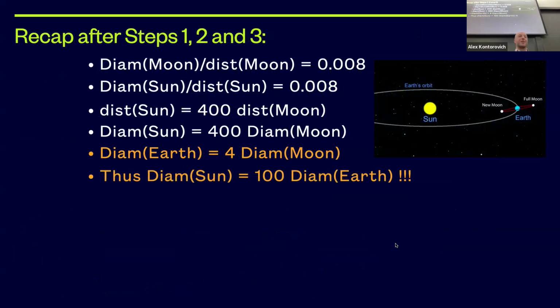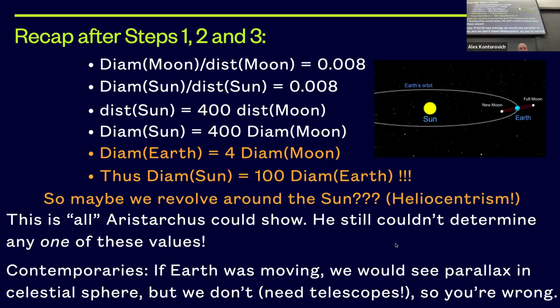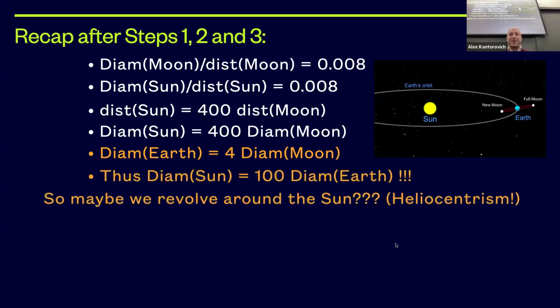We've learned that the radius of the sun is 400 times the size of Earth. And this is where Aristarchus says, hey, maybe heliocentrism is what's going on. Maybe we go around the sun and not the other way around. Yeah, let me hide that for a second.